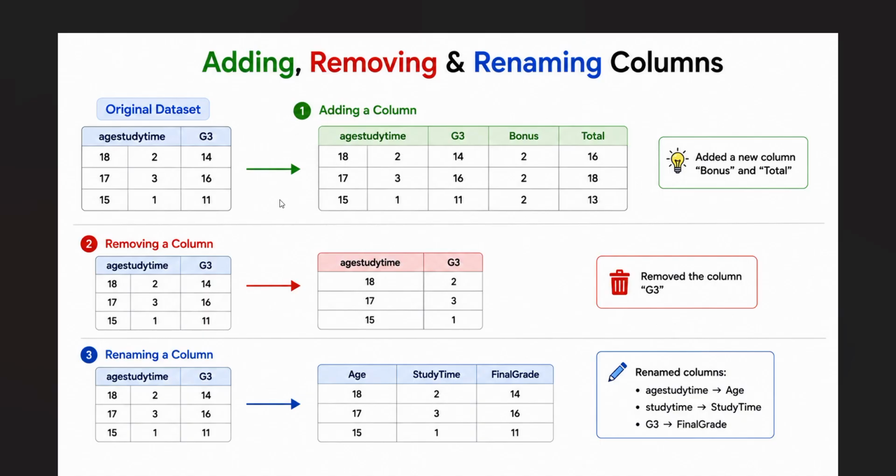Okay then, in the previous lesson, we learned how to filter data. Today we will learn how to modify our data frame. We will learn three things here: one is adding a column, another is removing a column, and renaming a column. These operations are very common when preparing real world data for machine learning. Let us see it in the practical way.